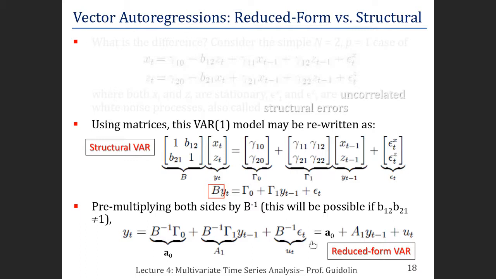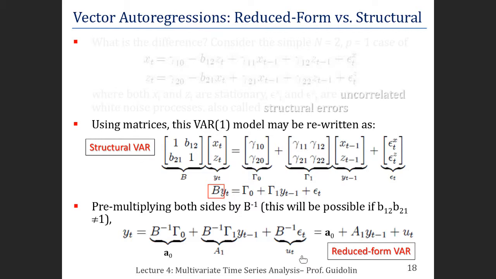And finally, you have inverse B times epsilon t, which is a matrix times vector, and it gives a vector. And this vector is random. The reason is that epsilon t is made of random variables, and if you multiply, sum, and combine random variables, in general, you have new random variables. These new random variables are called u1 and u2, and they're collected in the vector ut.